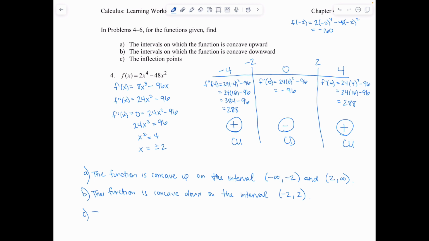So the inflection points are -2, -160. If we plug in +2, since they have even exponents, it will be the same. -160, so, and 2, -160.